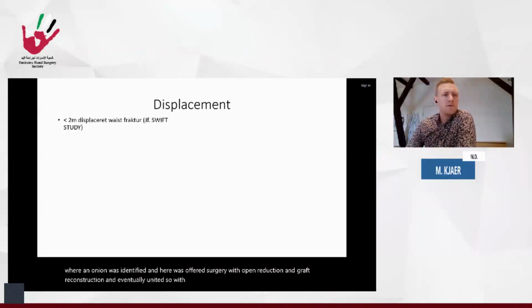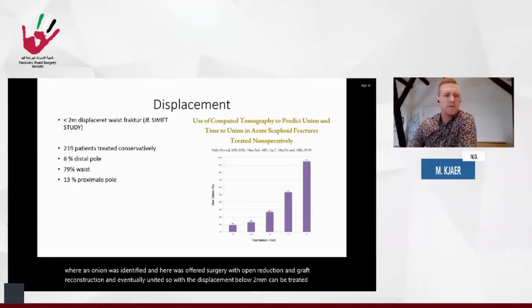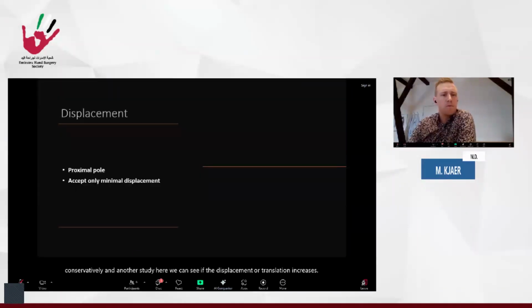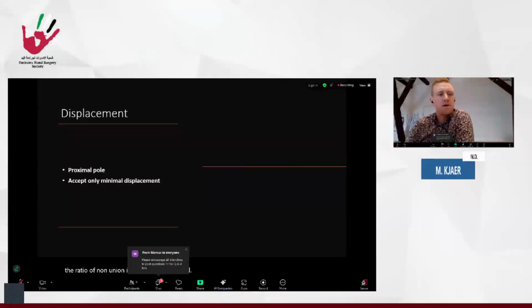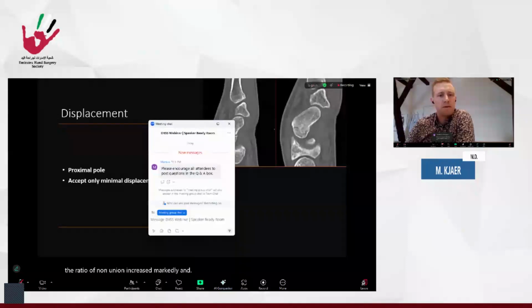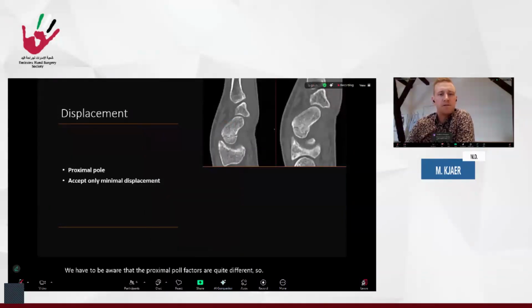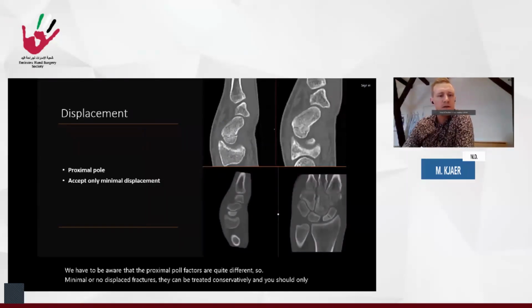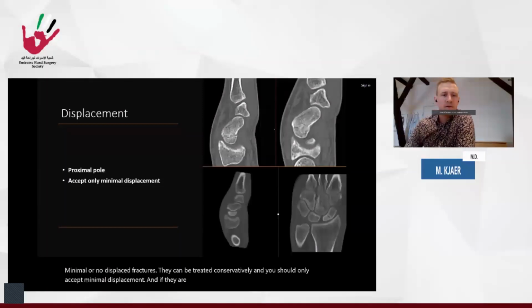So displacement below 2 millimeters can be treated conservatively. And in another study here, we can see if the displacement or translation increases, the odds ratio of non-union increased markedly. And we have to be aware that the proximal pole fractures are quite different. So minimal or non-displaced fractures can be treated conservatively, and we should only accept minimal displacement. And if they are displaced, they definitely need surgery to achieve union, because the risk really increases for getting non-union if they don't have surgery.